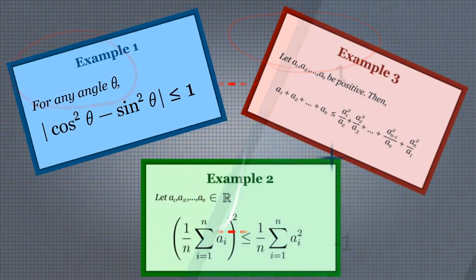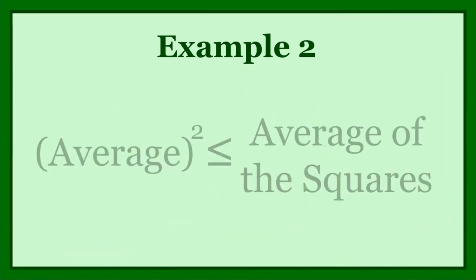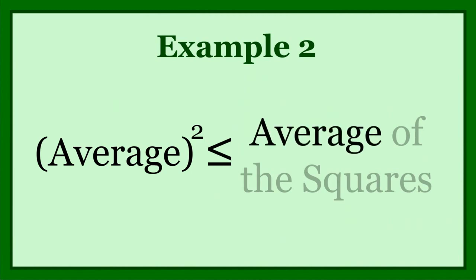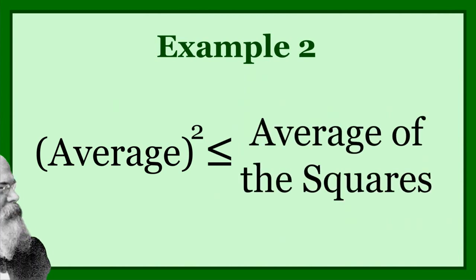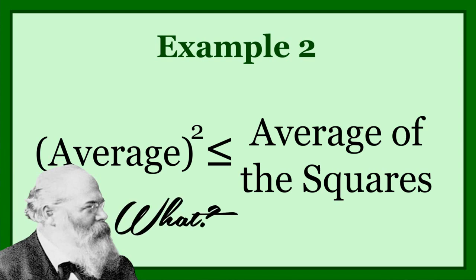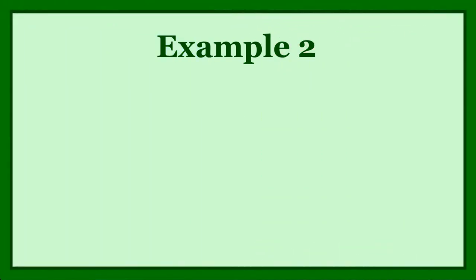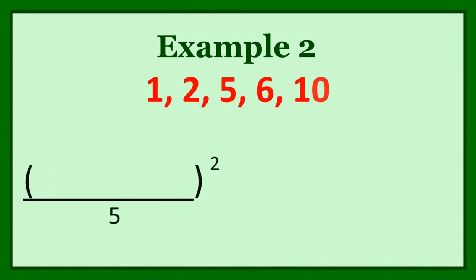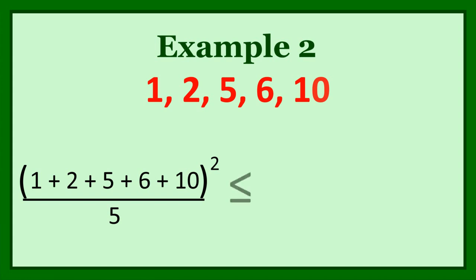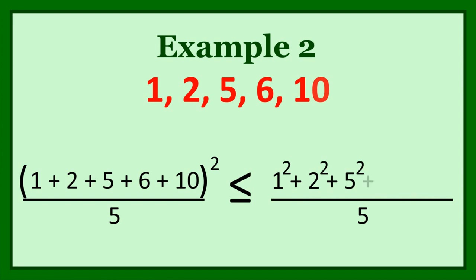The next example is a famous one that translates to: the square of the average is less than or equal to the average of the squares. If you're not sure what this means, it's always good to write down an example. For the numbers 1, 2, 5, 6 and 10, the square of the average of 1, 2, 5, 6 and 10 is less than or equal to the average of 1 squared, 2 squared, 5 squared, 6 squared and 10 squared.